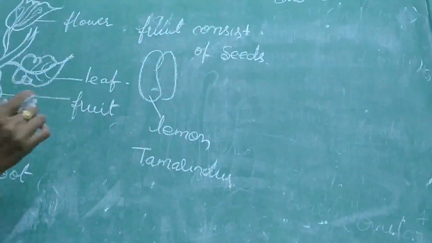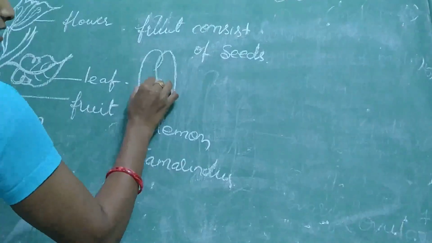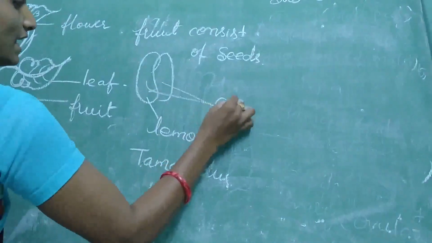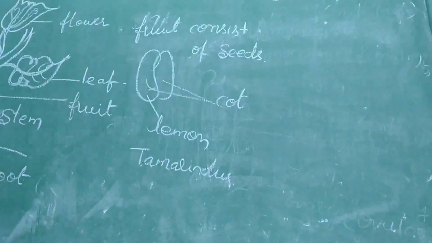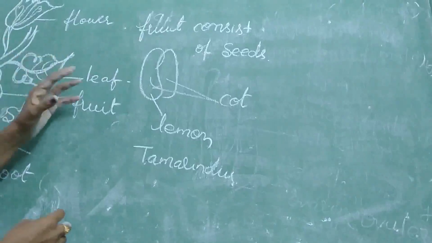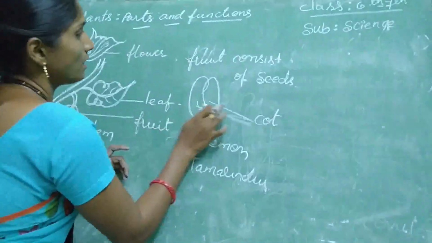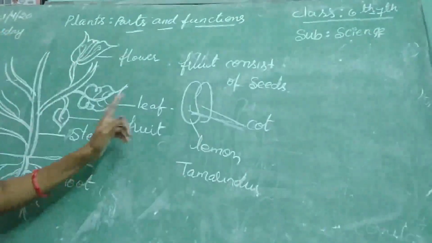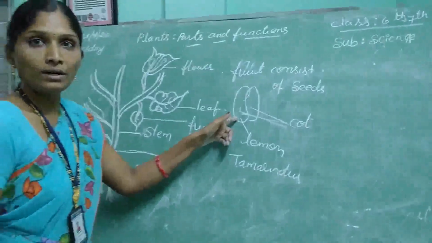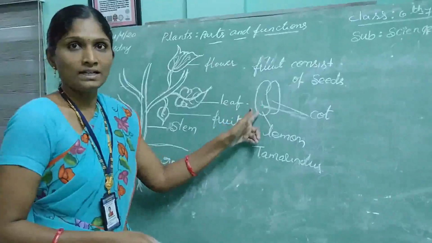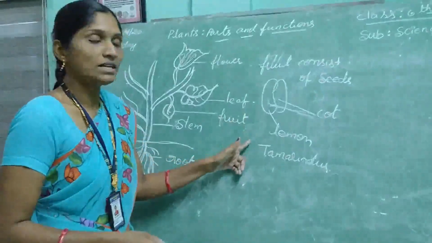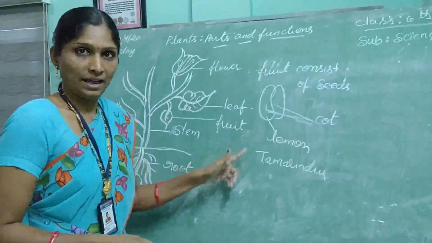The seed consists of two cotyledons. This is the first one and this is the second one. These are the two parts, first and second. And this type of seed occurs only in dicotyledonous plants. Examples of dicotyledonous plants are lemon and tamarind.